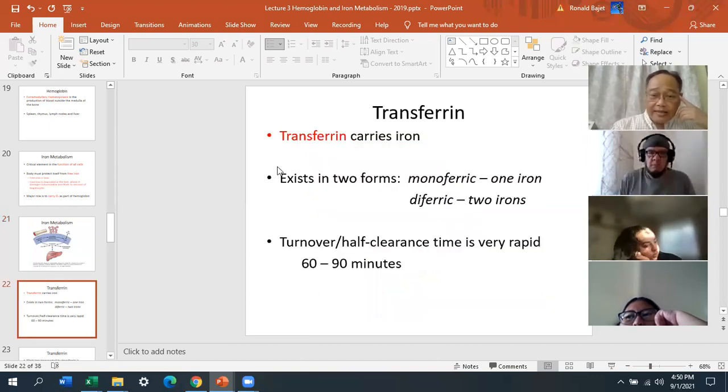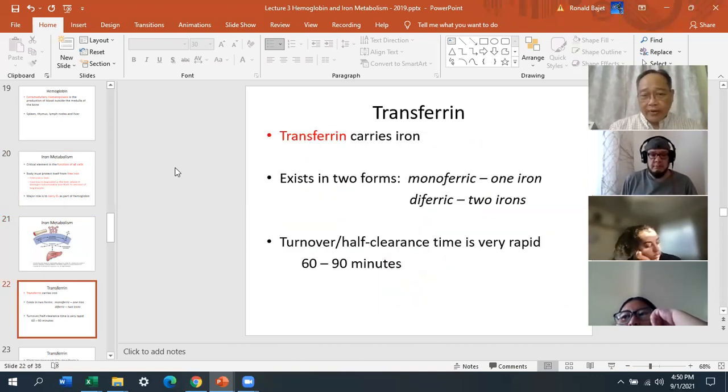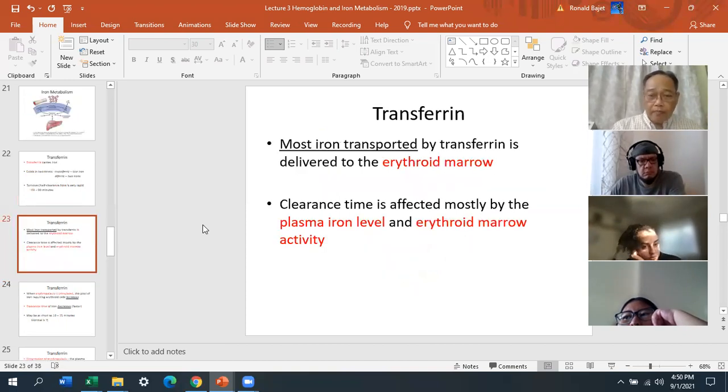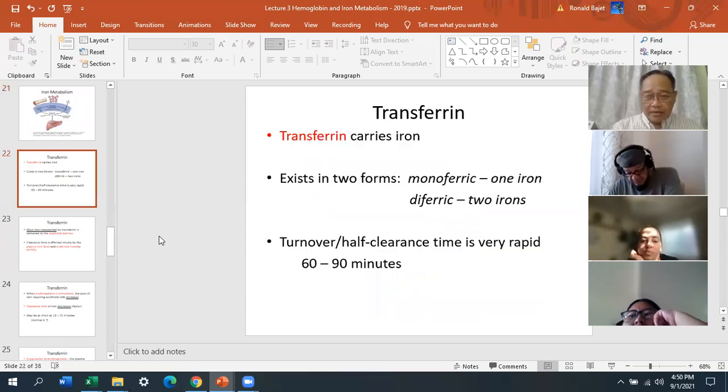Transferrin, that's this guy right here, transferrin. Transferrin carries iron and exists in two forms, monoferric and diferric, one iron or two irons. The normal turnover, a half clearance time, is very rapid, 60 to 90 minutes. So from here to here, picking up and delivering is an hour to an hour and a half, 60 to 90 minutes. All right. 60 to 90 minutes is turnover, pickup and delivery to the bone marrow.